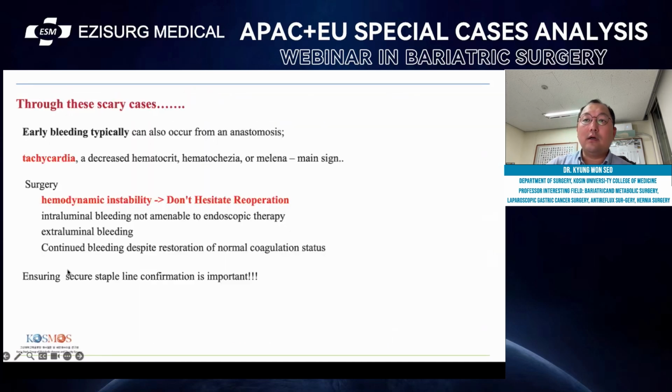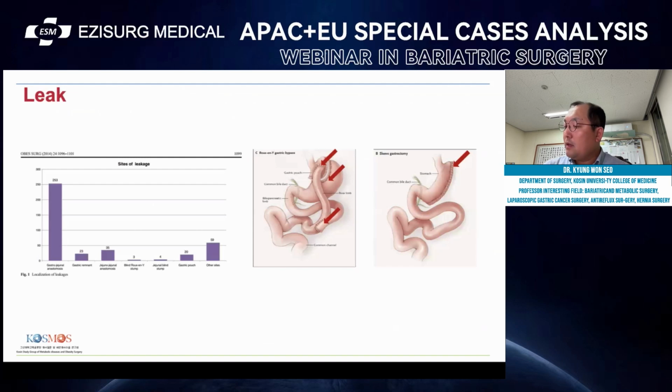Through these scary cases, I learned so many things, and moreover, I think that ensuring secure staple line conformation is very, very important. And second, my topic is the leakage. Leakage after bariatric surgery is the worst complication that no surgeon wants to face.